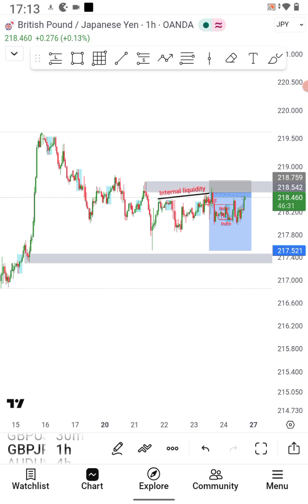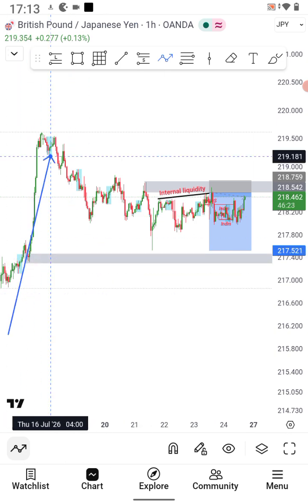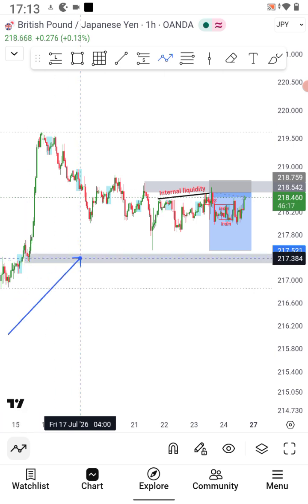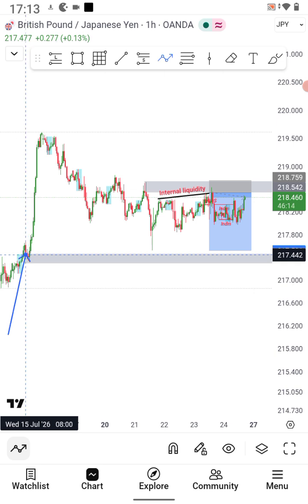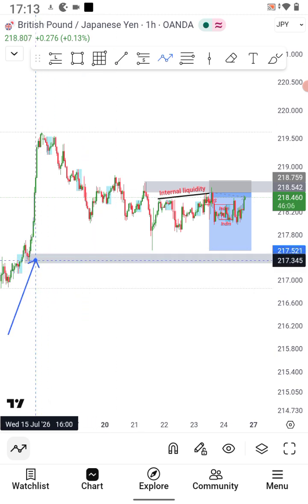Another reason is that you can see this huge candle, this huge impulsive move. The other block where it started, the other block has not been mitigated. So I'm expecting price to come and mitigate the source. I'm expecting price to come and mitigate this other block before pushing up.